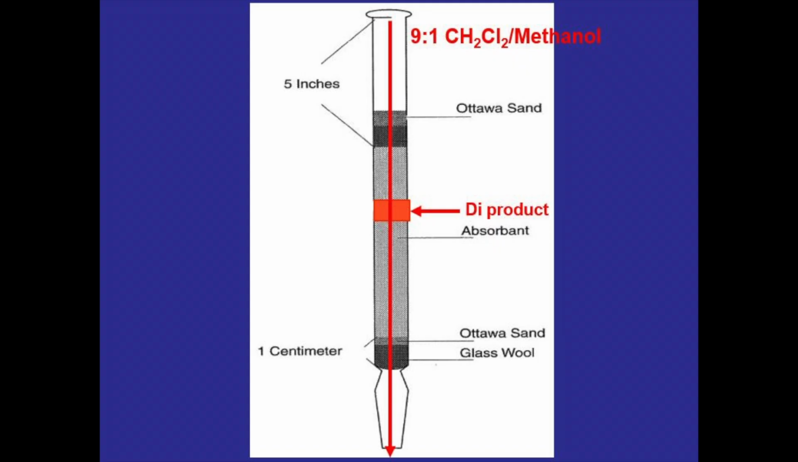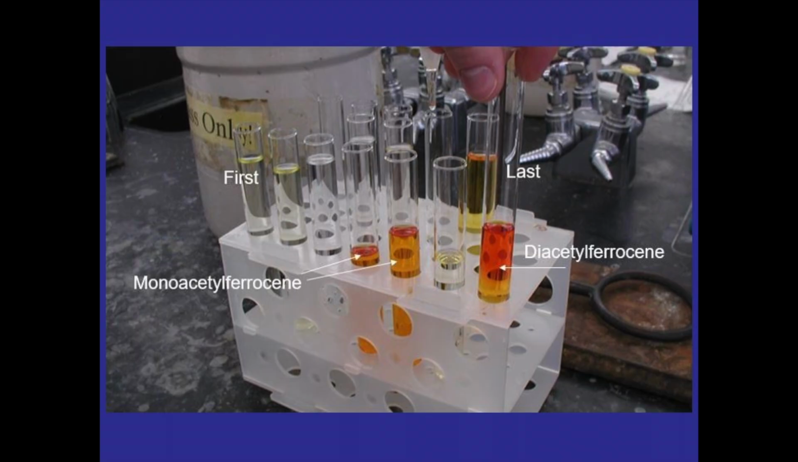The di product will start to move nearly as fast as the solvent moves, and we wouldn't want it to catch up to the mono product and get contaminated all over again. But now we can just keep adding that solvent until the di product exits the column as well. Here's what the test tubes will look like once we're done eluting the column and gathered all the solvent.